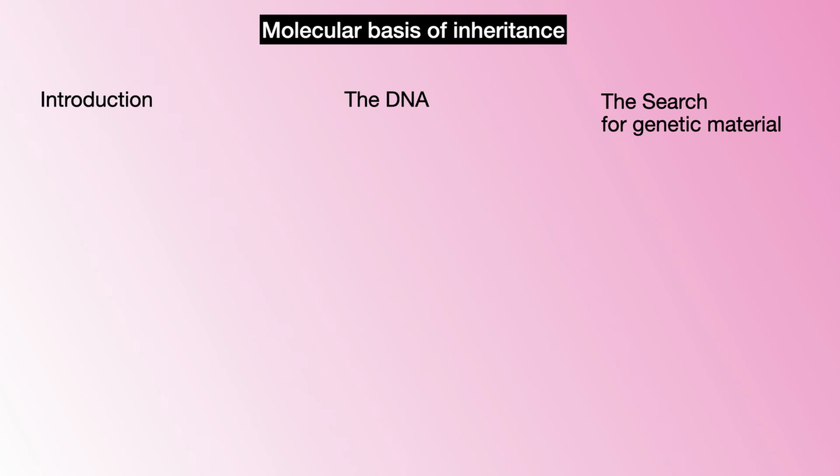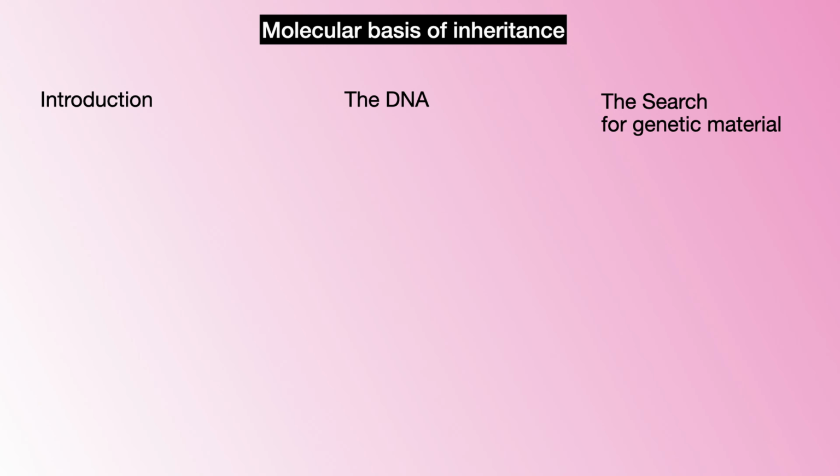Next, what he did was combine killed S strain and live R strain and inject them into mice. Two things happened. One, the mice got killed. Second, he obtained live strain from these mice. Then he understood that something is passed from killed S strain to live R strain.